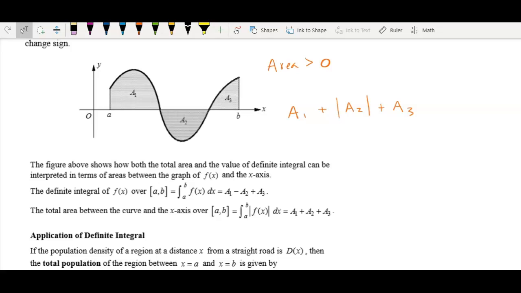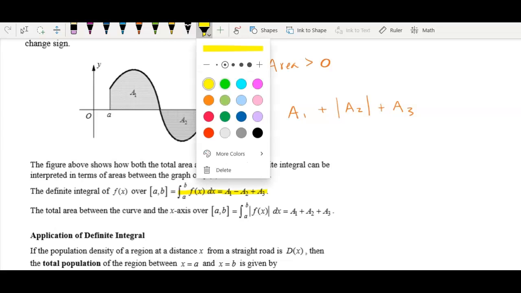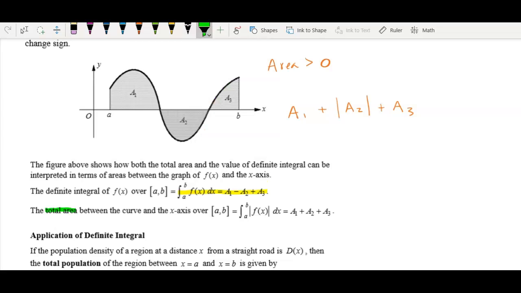The figure above shows how both the total area and the value of the definite integral can be interpreted in terms of the area between the graph of f of x and the x-axis. The definite integral between a and b would be A sub 1 minus A sub 2 plus A sub 3. The total area between the curve and the x-axis is the absolute value. So then we're going to add all three together. We add the areas together.